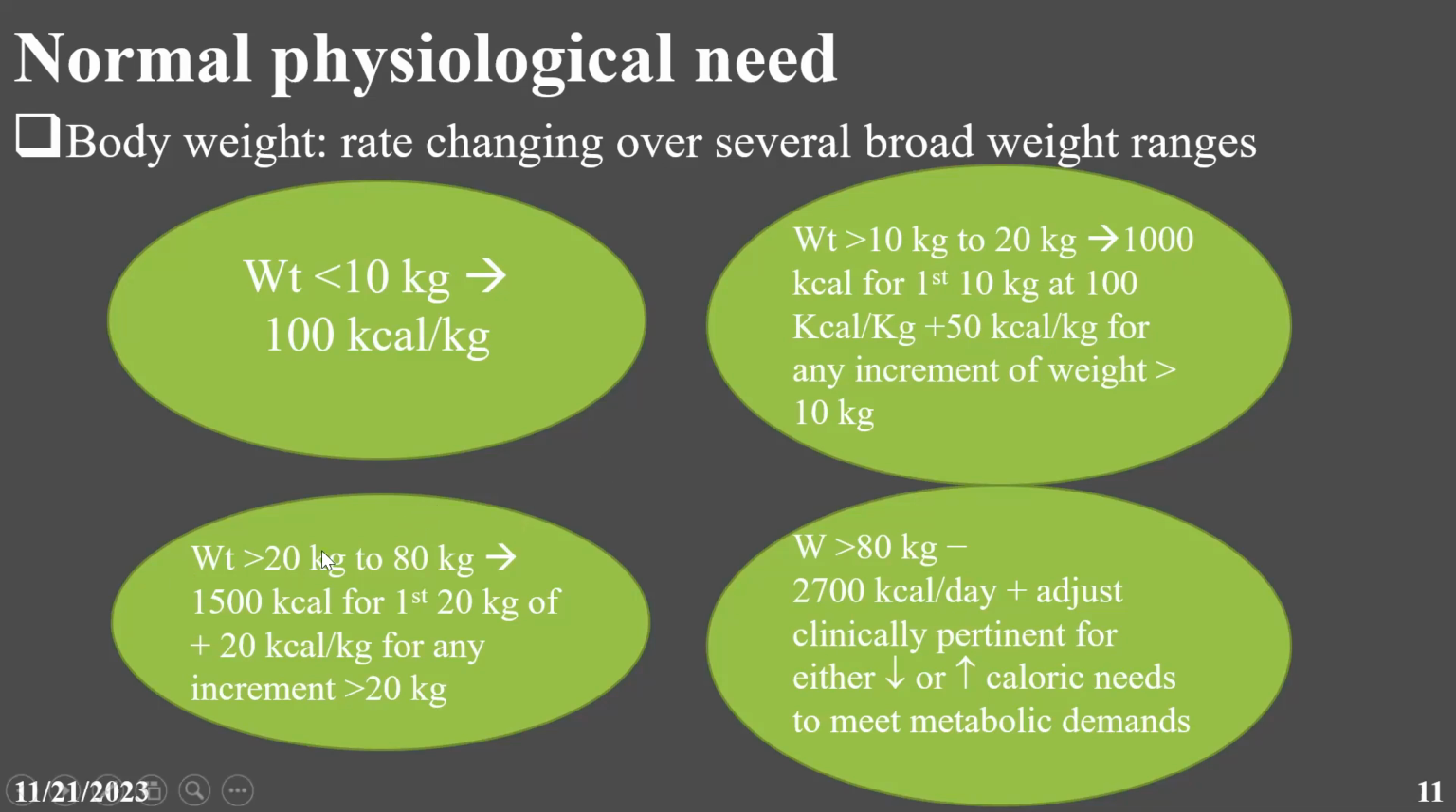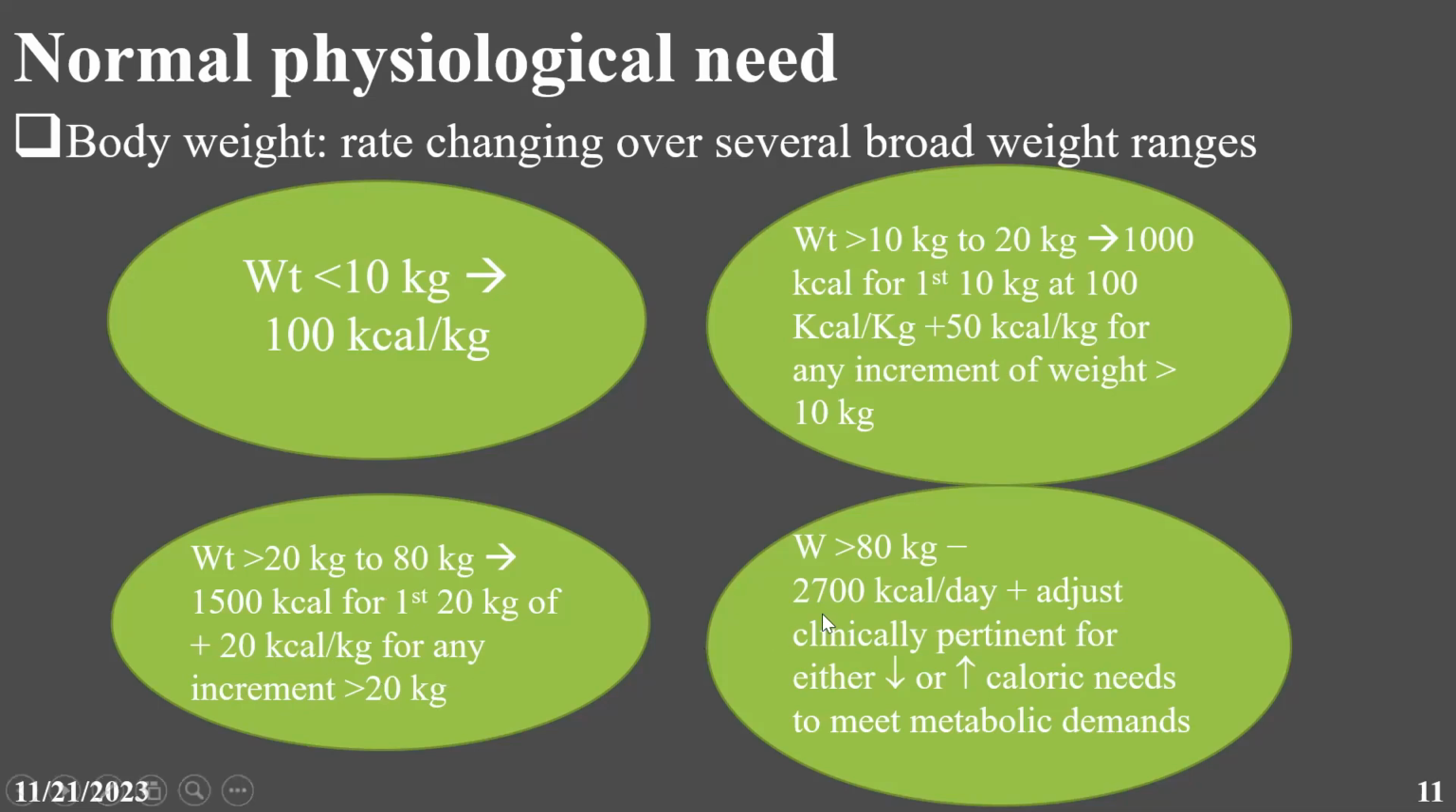Okay. If it's more than 20 but less than 80, then it's 1,500. Why? Because the first 10 is 1,000, the second 10 is only 50 each, so it's 500. So 500 plus 1,000 is 1,500. And anything above 20 will take only 20 kilocalorie per kg. So let's say the baby is 25, then it's 1,500, and above 20 is 5. So 5 times 20 will be 100. Then it will be 1,600.